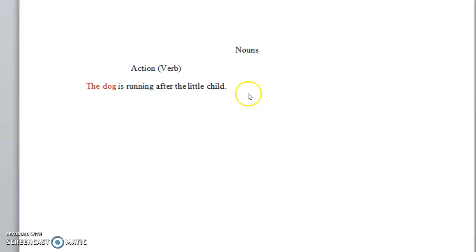Hi, today I will explain a grammar lesson which is about nouns. Here we have a sentence. The dog is running after the little child. Is running, it's the action that is done in the sentence. And as we all know, action is the verb.